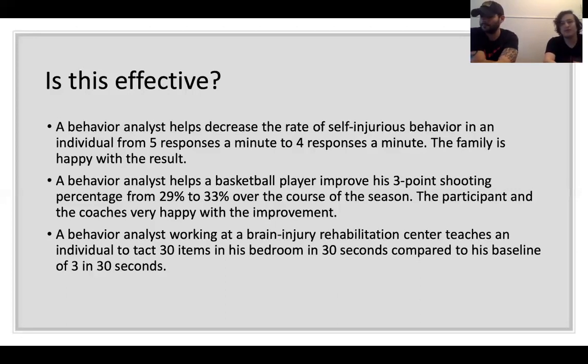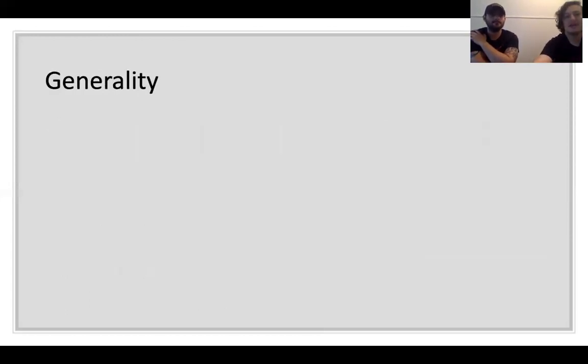If I go to my room, I see a bed, a lamp, a book, clothes, etc. So this individual can do that in his bedroom: he can name 30 items in 30 seconds, compared to his baseline of 3 in 30 seconds. Is that effective? Yeah, because his repertoire of being able to label things increased drastically, given that standard of 30 seconds. So that would be effective.